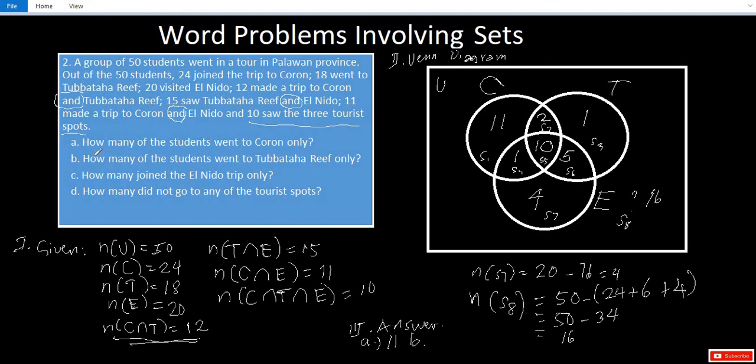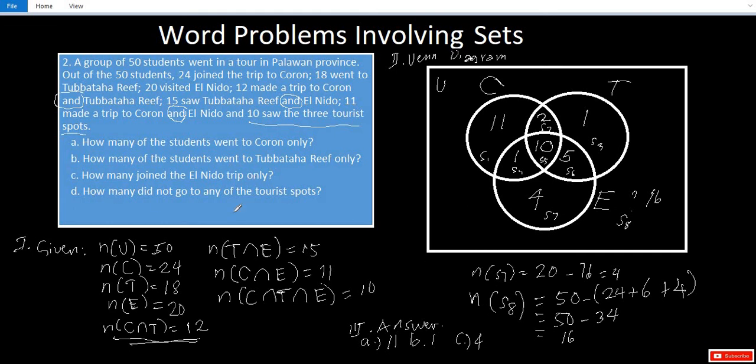What about question letter B? How many of the students went to Tubbataha Reef only? So this region here is for Tubbataha Reef only, and that is S sub 3. So the answer is 1. Question letter C. How many joined the El Nido trip only? Okay, so this region S sub 7 is for El Nido only. Set E only. So the answer here is 4. So 4 students went to El Nido trip only.